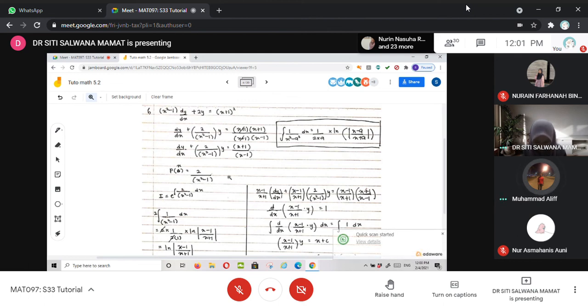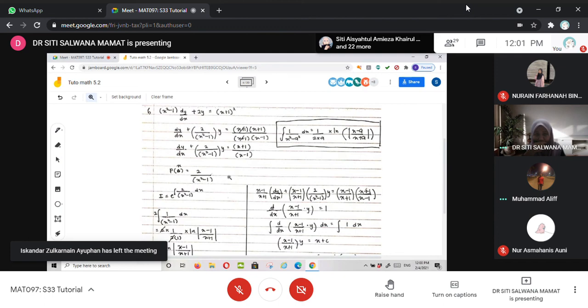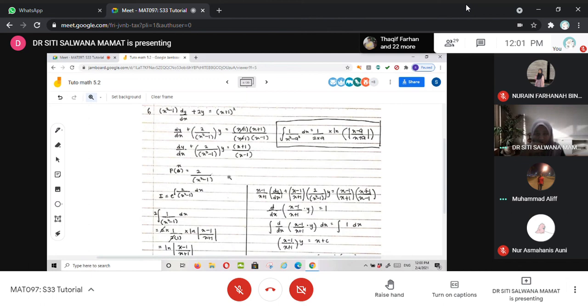Untuk soalan 6, bagi soalan x squared minus 1 dy over dx plus 2y equals to... kita jadikan dy over dx tu dia punya coefficient 1. So kita darabkan.